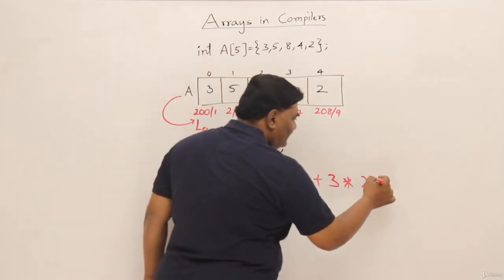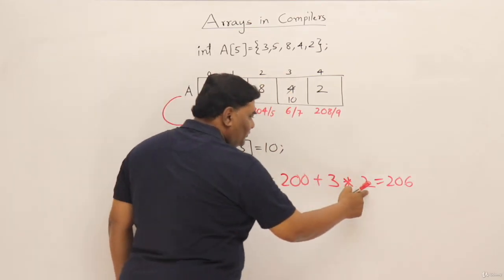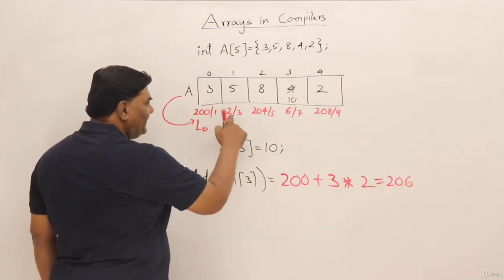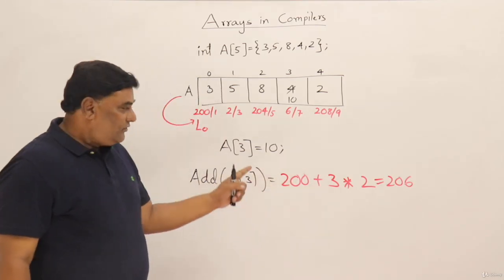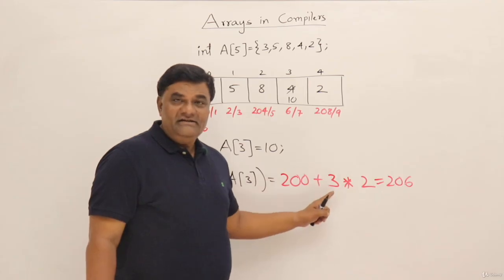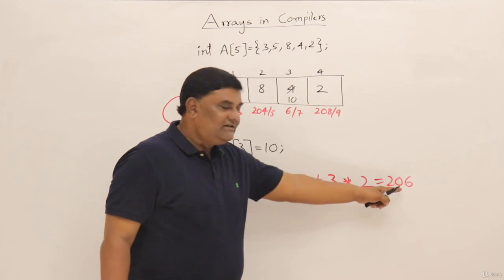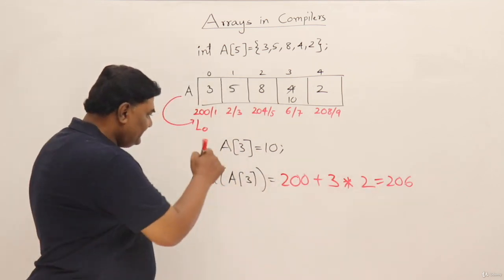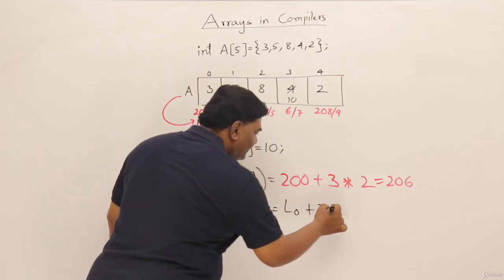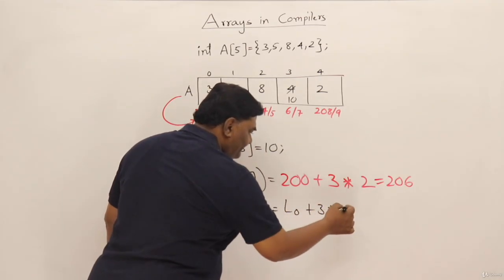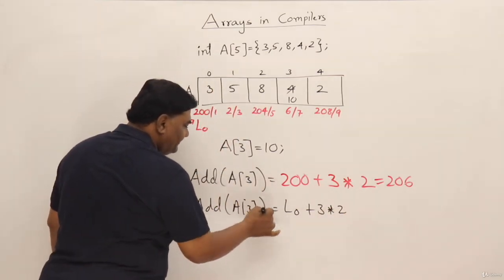This gives me 206. Why 3? This is the index that I want to access. Then why 2? Because each integer takes 2 bytes. So from the base address of the array, location 0, I want to access the third index, where each index takes 2 bytes. So the final address will be 206. Using this formula, the address 206 can be obtained. I will convert that into a formula: L0 plus 3 into the size of an integer. So the address of a of 3 is obtained like this.